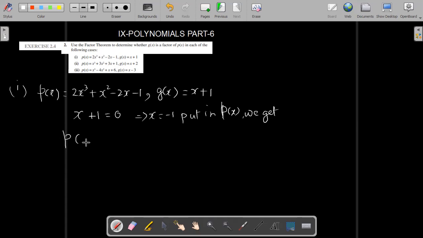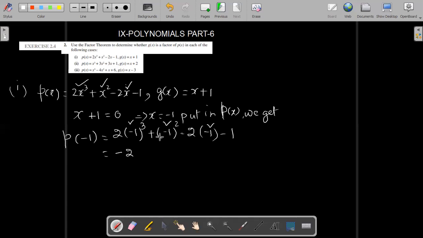p(minus 1) will be equal to 2 into minus 1 raised to power 3 plus minus 1 whole square minus 2 into minus 1 minus 1. Only x is replaced. Then solve. I told you whenever the power of a negative number is odd, it will become negative. So this is minus 1, so minus 1 into 2 is minus 2.